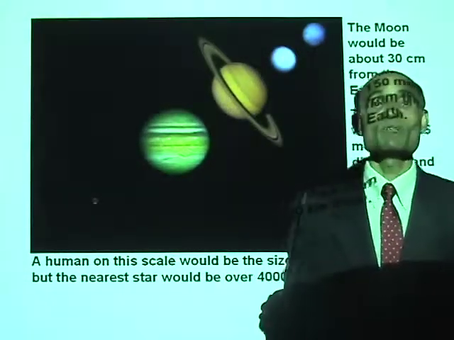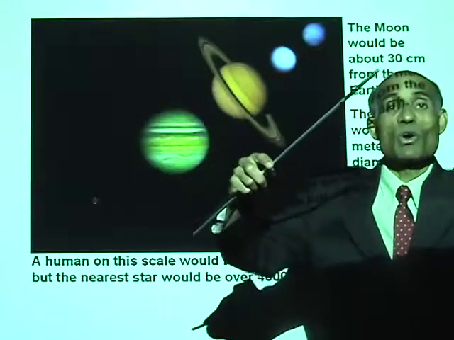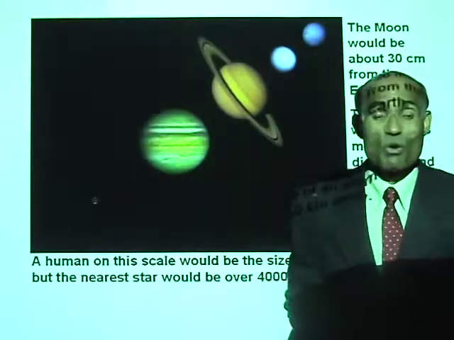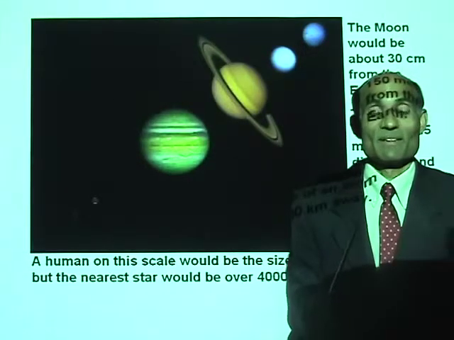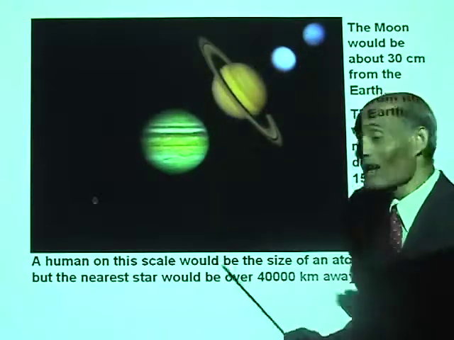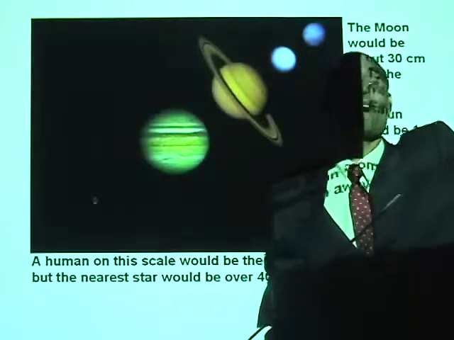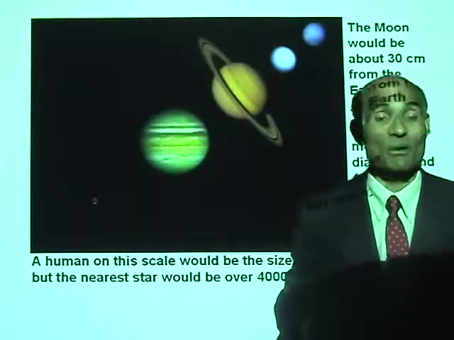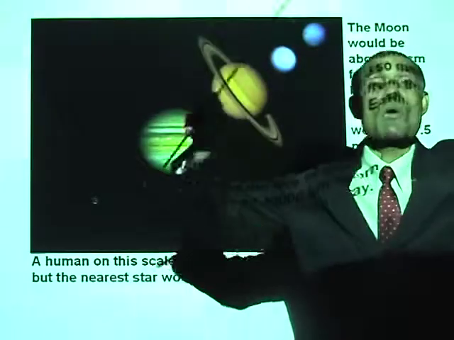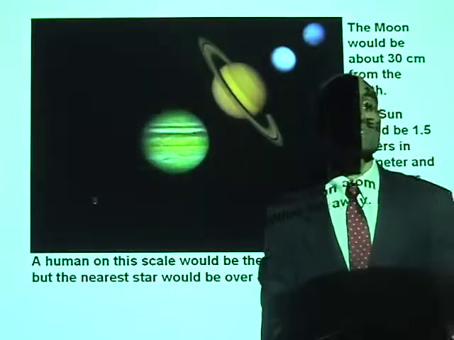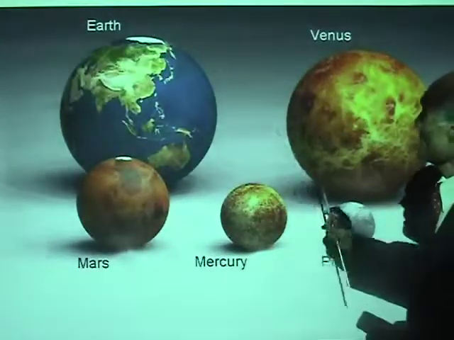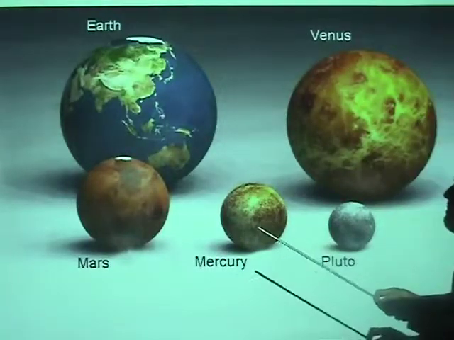You see, when we fit in all the solar system in this room, the nearest star would be almost as far away as the Moon itself. You can see how empty the universe is. Alright, now look at the relative sizes of the planets.